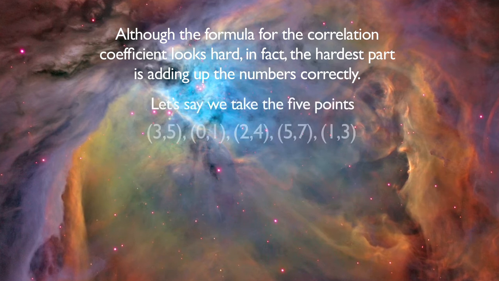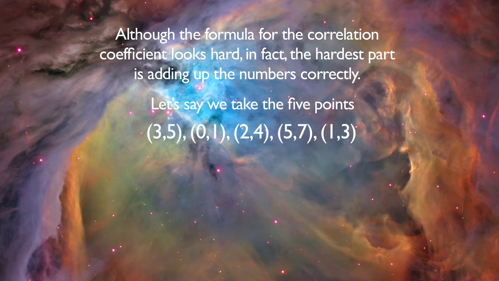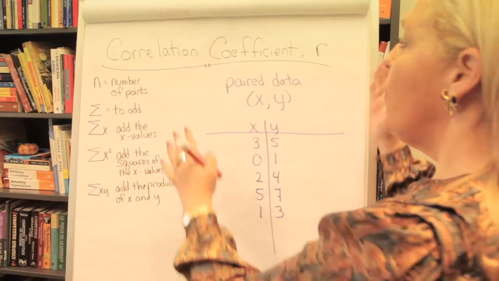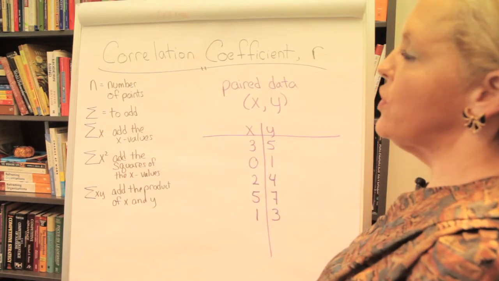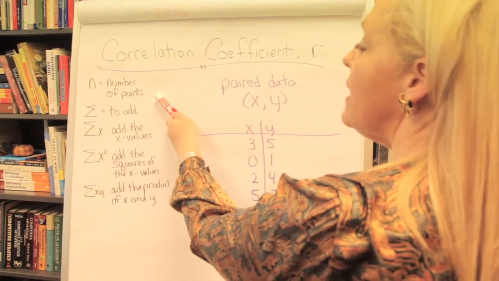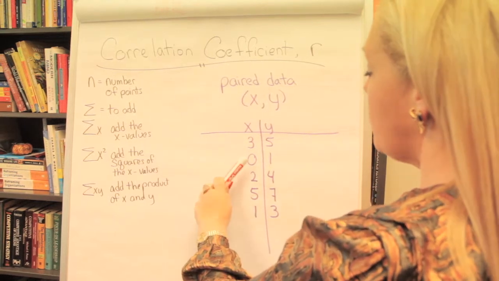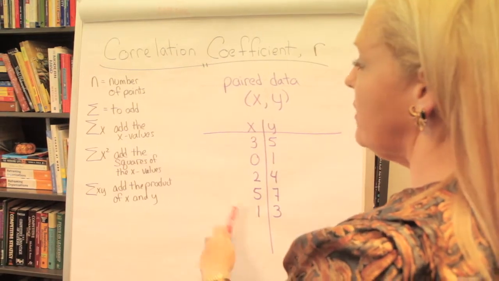Let's say we pick these 5 points: (3, 5), (0, 1), (2, 4), (5, 7), and (1, 3), and make a chart with the x's in one column and the y's in the other. If we want to compute the correlation coefficient by hand, then we need to know these values. We need to know the number of points, in this case 1, 2, 3, 4, 5 points.